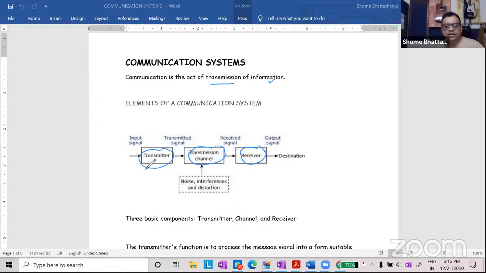What is happening at the transmitter level is, whatever information has to be transmitted from the transmitter to the receiver has to be converted into something that can be transmitted along the channel. So basically you have to have a transmission signal. So conversion of the input signal into a transmission signal, that is the process of the transmitter.